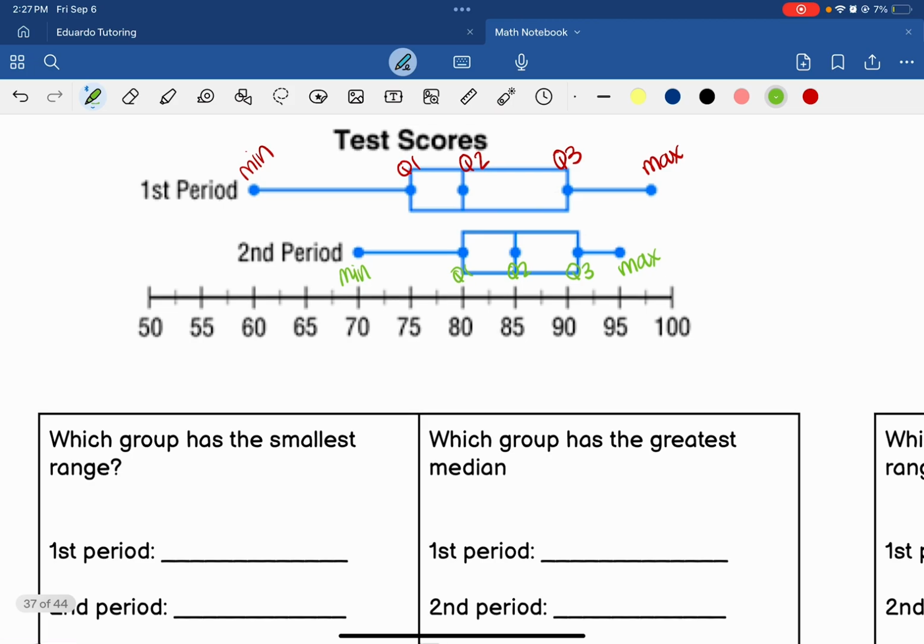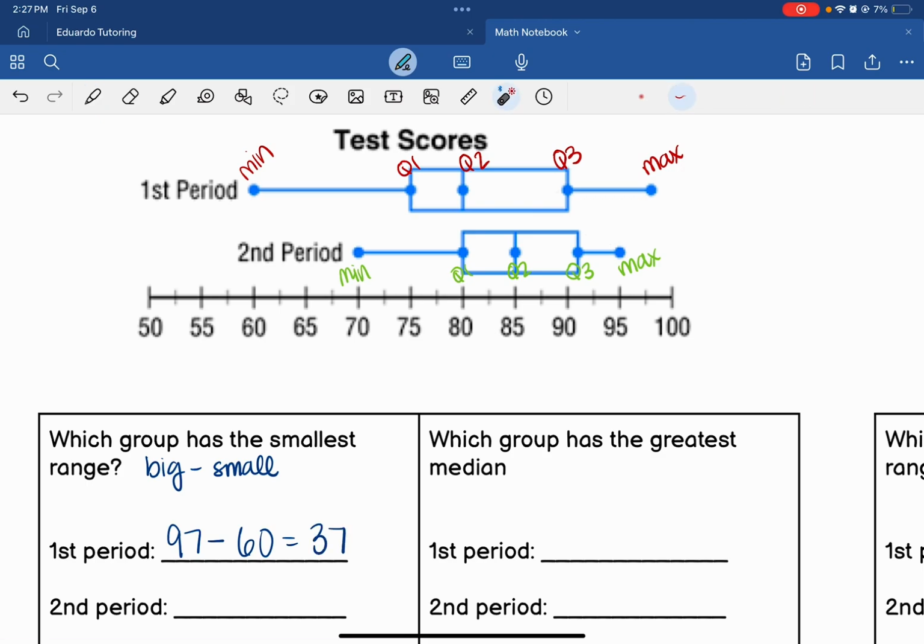So it says, which group has the smallest range? Remember that your range is your largest number minus your smallest number. So looking at my box plot 1, it looks like my biggest number is this number right here, which looks like about 97, 98. It's actually 97.5, but let's just say 97 minus, and then our smallest is this point right here, which looks like it is 60. So 97 minus 60, which gives us 37.